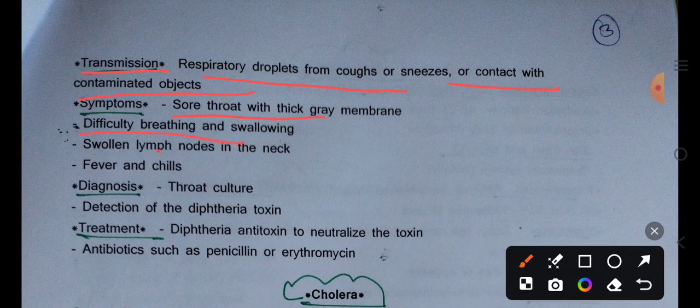Symptoms include sore throat with thick gray membrane, which later on may cause difficulty in breathing and swallowing. Swollen lymph nodes in the neck, fever and chills. These are all symptoms of the disease. Next is diagnosis: throat culture can be used, and detection of the diphtheria toxin. Treatment: diphtheria antitoxin to neutralize the toxin, and antibiotics like penicillin or erythromycin are also given.